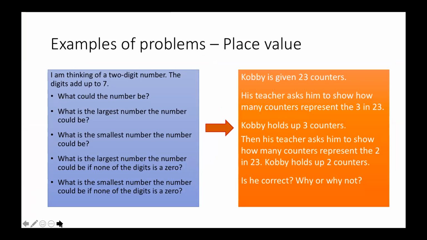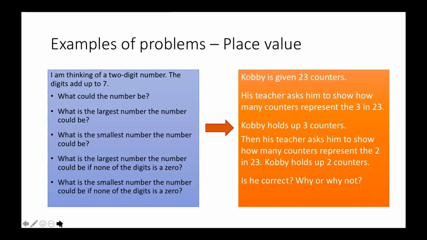So just before they taught place value, we had the teachers work with a partner to solve the problem that's on the left in blue. So thinking of a 2-digit number, the digits add up to 7. What might the number be? What might the largest number be? What would be the smallest and why? What would be the largest if we didn't include 0, and so on.